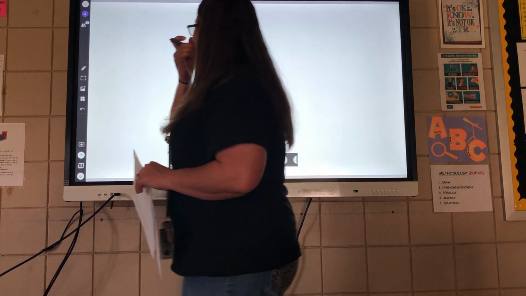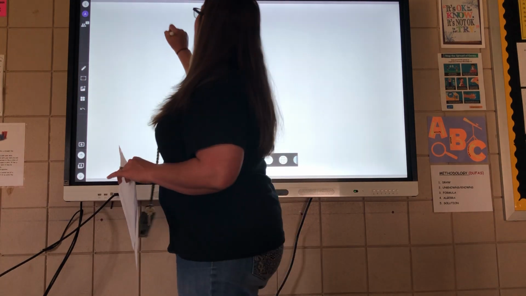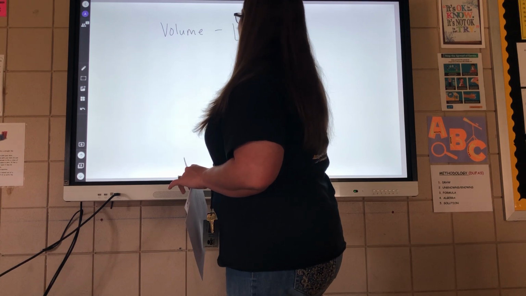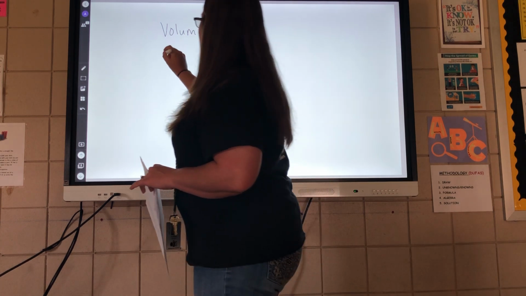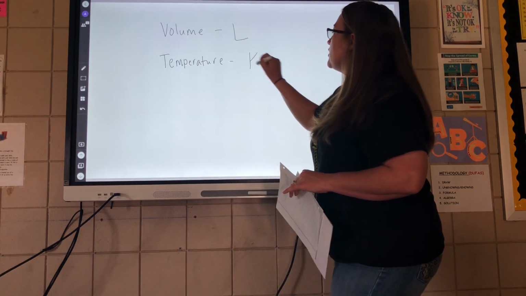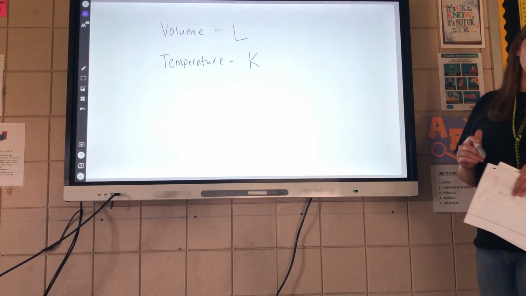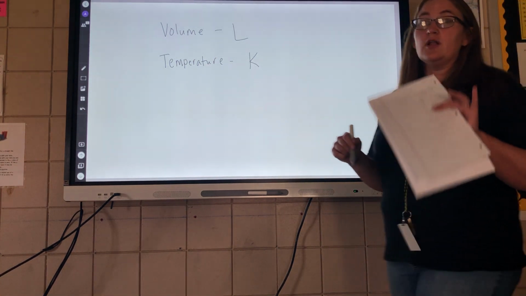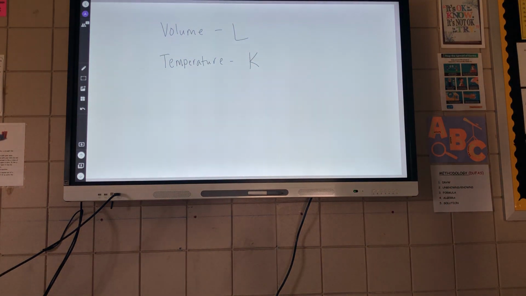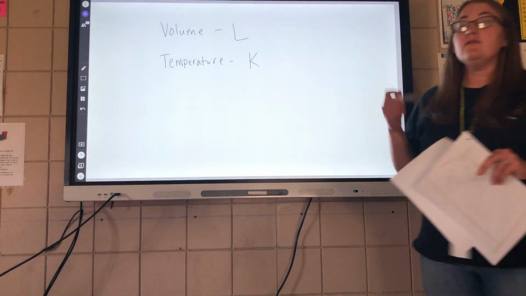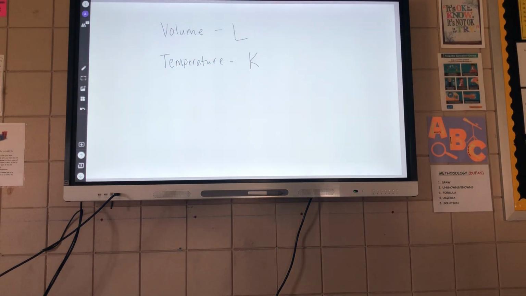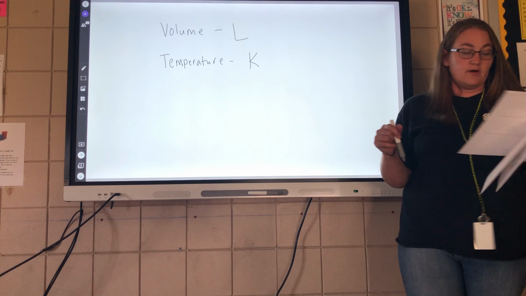Let's establish that in all 3 of these laws, our volume unit is liters. Let's also establish that temperature, our unit is what we call Kelvin. That is another temperature scale. Now, a lot of times you're going to be given the temperature in degrees Celsius. If you're given the temperature in degrees Celsius, you have got to convert that to Kelvin. You cannot work the problem until you have converted it to Kelvin.